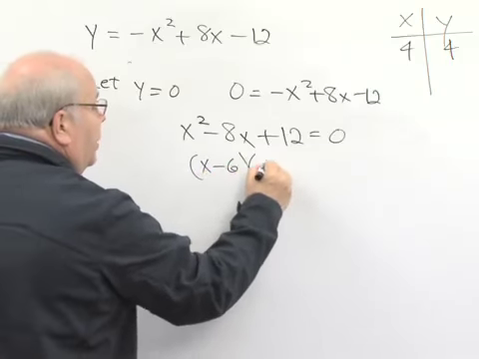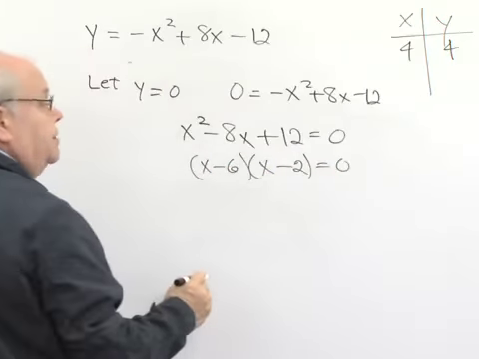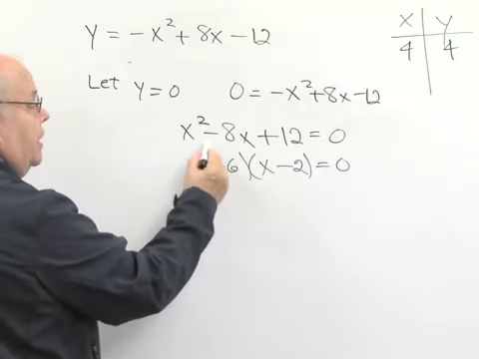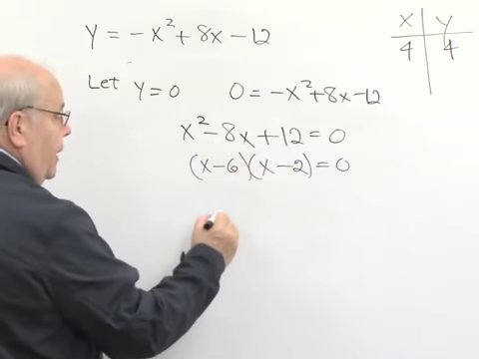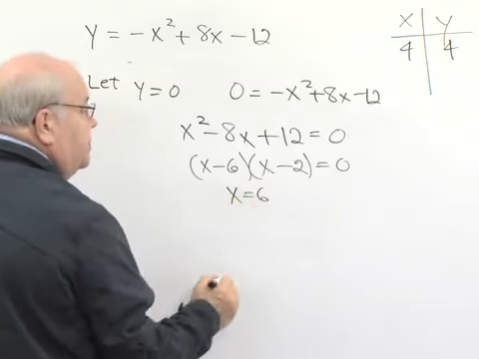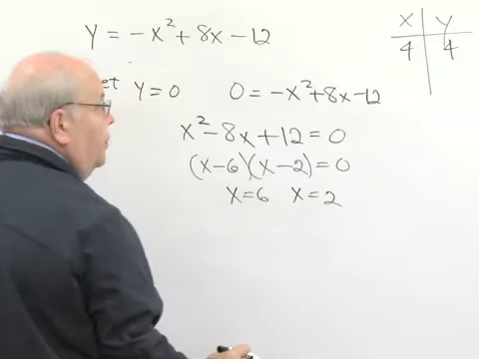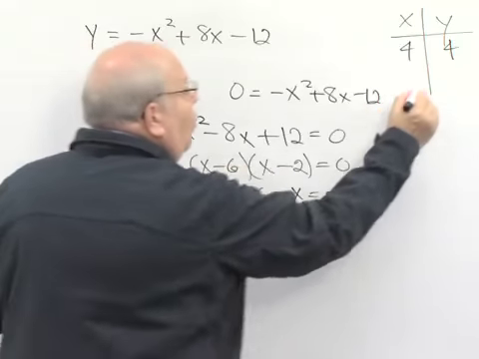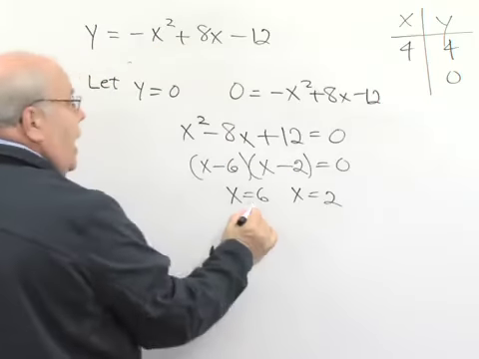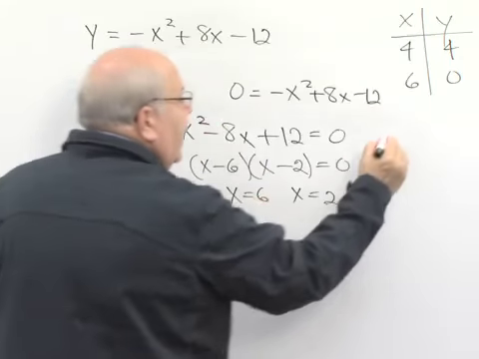We see that if we multiply x minus 2 times x minus 6, that will give us x squared minus 8x plus 12. So x minus 6 equals 0, and x equals 6, x minus 2 equals 0, and x equals 2. So we've discovered when y equals 0, x is 6, and when y equals 0, x is 2.